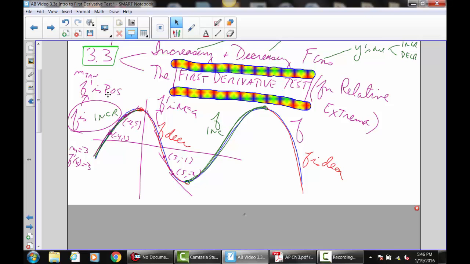If the derivative of f of x is positive in an interval, that means f is increasing in that interval. And vice versa, if f is increasing in an interval, that means its derivative is positive in that interval. When the function is decreasing, you can see that all the slopes are negative. So when the function f is decreasing, the first derivative is negative, and vice versa, when the first derivative of f is negative, the function f will be decreasing.